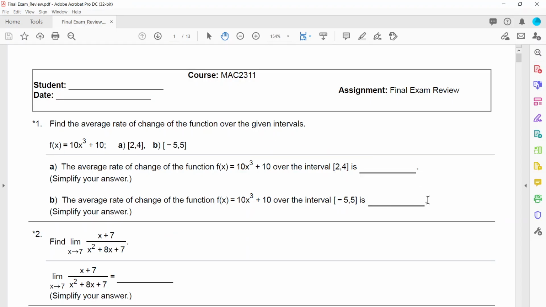This is final exam review for MAC 2311. The first question is find the average rate of change of the function over the given intervals. The function is 10x cubed plus 10 and the interval for part A is from 2 to 4.